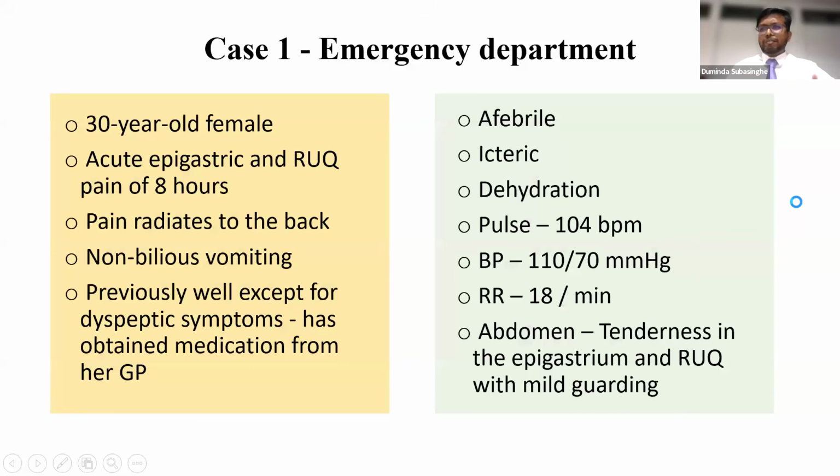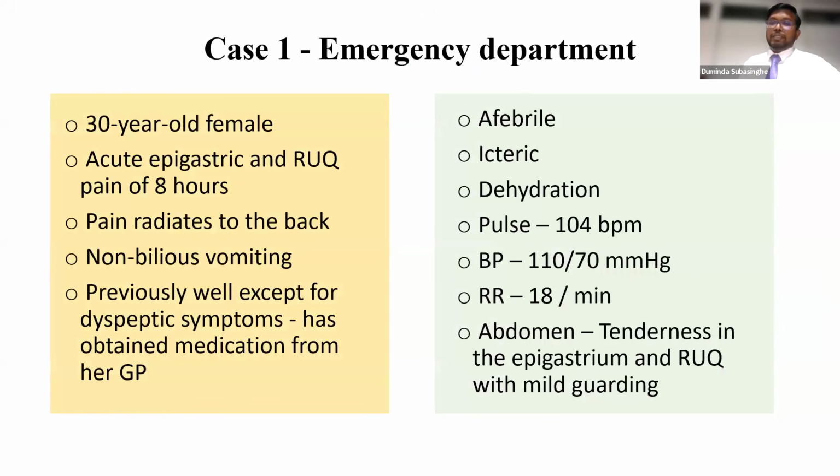So again, a very brief clinical scenario to make this more interactive. Otherwise, this looks very boring with more theory. A 30-year-old female, 8 hours history of acute epigastric and right upper quadrant pain, radiating to the back along the rib cage on the right side, with non-bilious vomiting. Previously well except for dyspeptic symptoms, for which she was treated with omeprazole 20 daily by the general practitioner. On examination, hemodynamically stable, slightly icteric, afebrile. On the abdomen, there is right upper quadrant tenderness with guarding. So we need to find out what the diagnosis is.